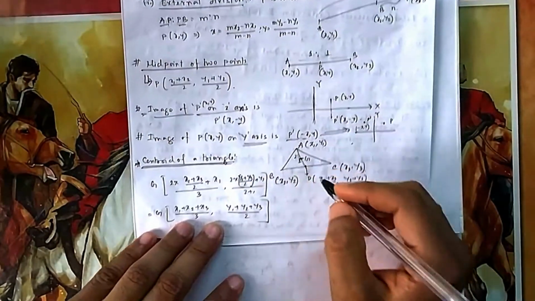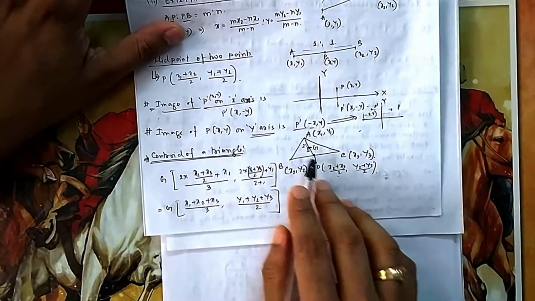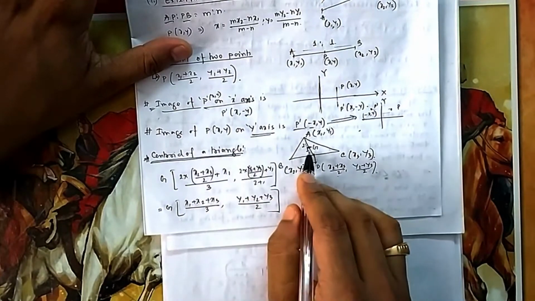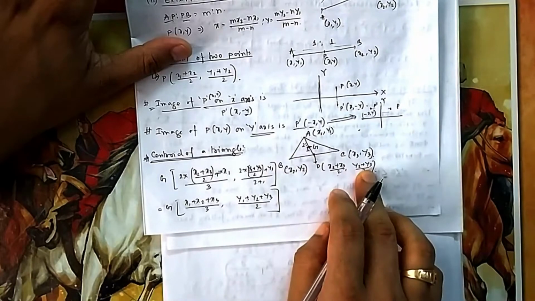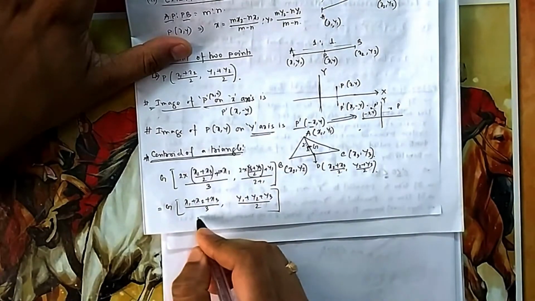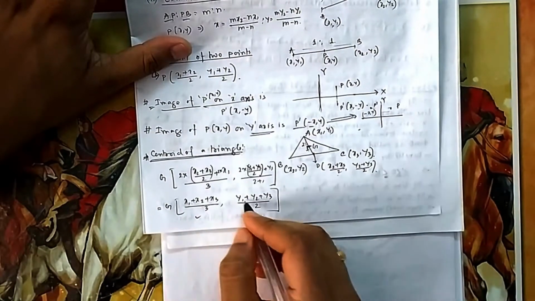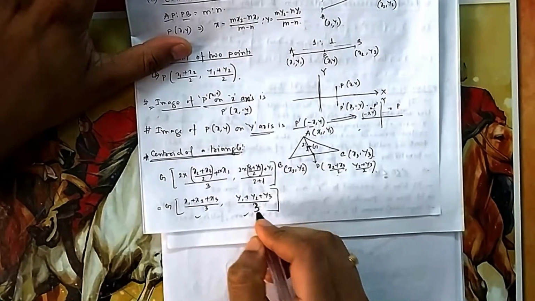So what will be the coordinate of this one? This is m, 2, multiplied by the opposite one: m into this coordinate, m into x2, plus n into x1. Similarly, m into y2, plus n into y1, divided by m plus n. So this is the formula for the coordinate of the centroid: x1 plus x2 plus x3 by 3, y1 plus y2 plus y3 divided by 3. This should be 3, correct it in your note.